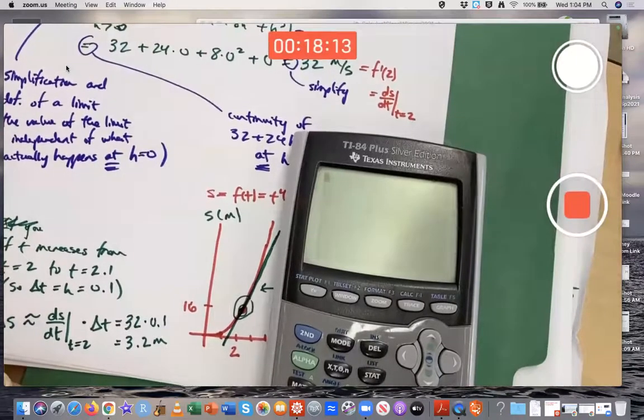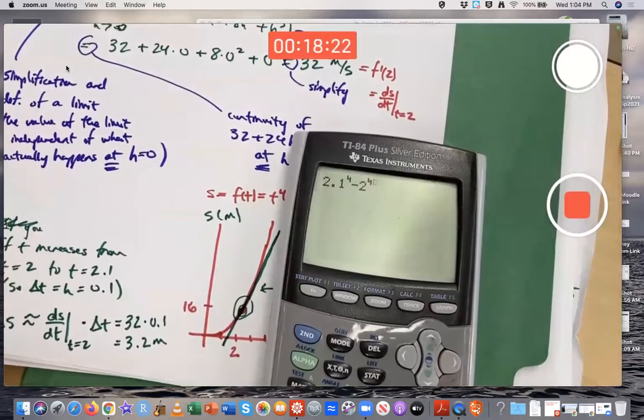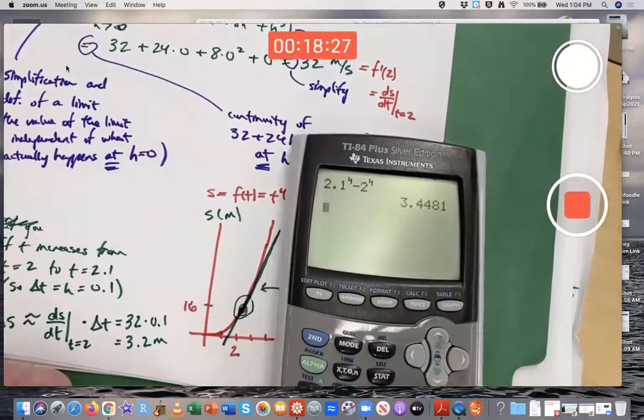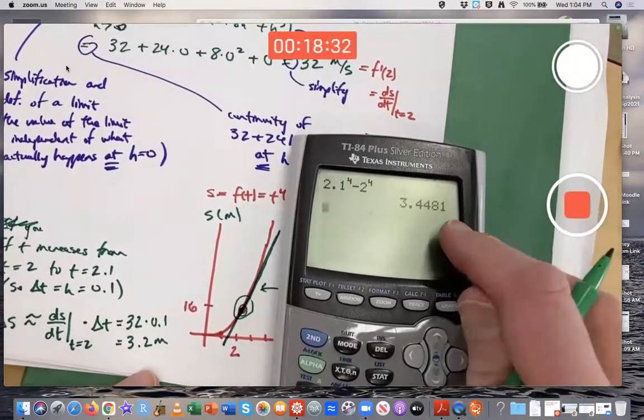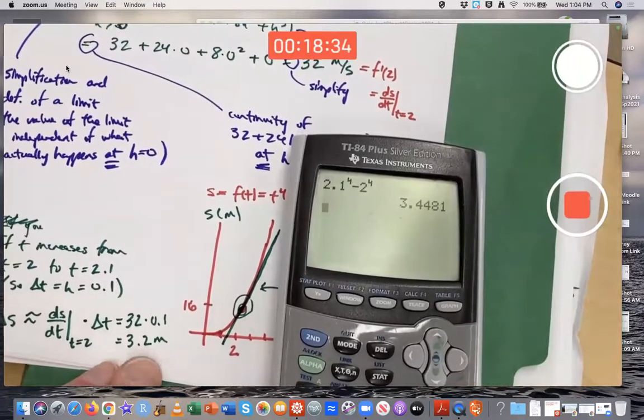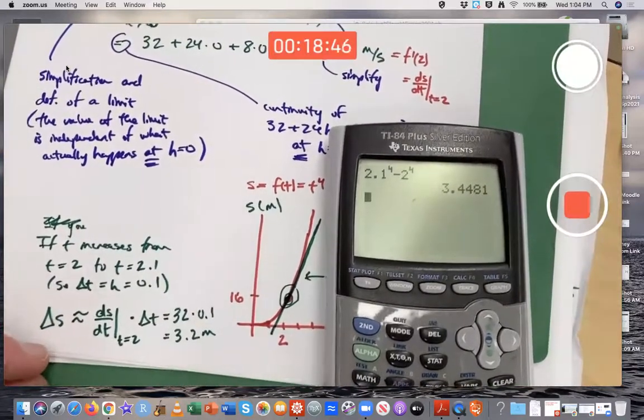The function is t to the fourth. It would be 2.1 to the fourth minus 2 to the fourth. That would be the actual change in position because the function is t to the fourth. 3.4481 is the actual change in position in meters. This is an approximation. Somewhat accurate, but not as accurate as you might hope. It gets more accurate the smaller the time interval is.